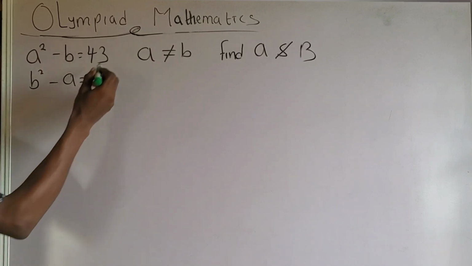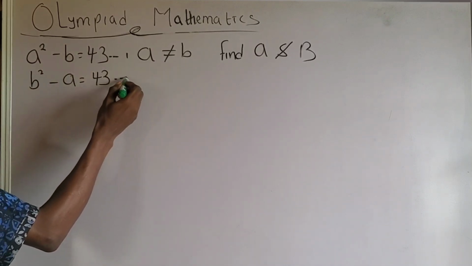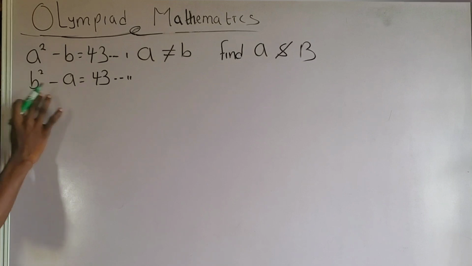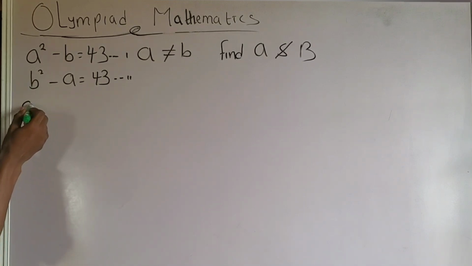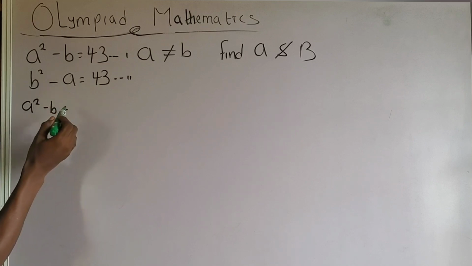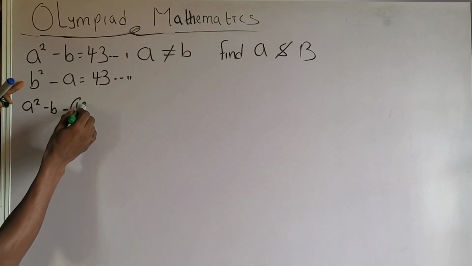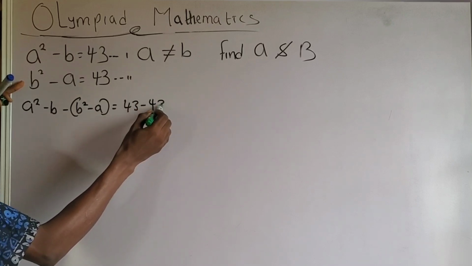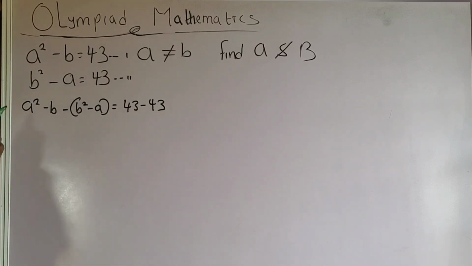The first step is to call this one equation 1 and call this one equation 2. Are you getting it? Having done that, the next step is to subtract equation 2 from equation 1. So I'm going to have a squared minus b minus b squared minus a equals 43 minus 43. I just subtract equation 2 from equation 1.